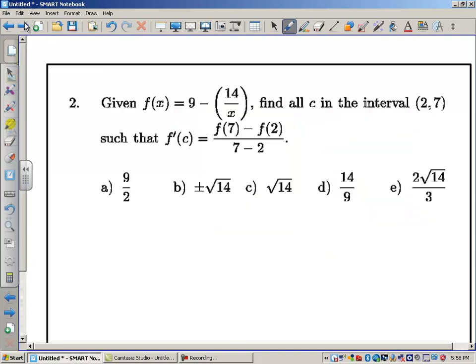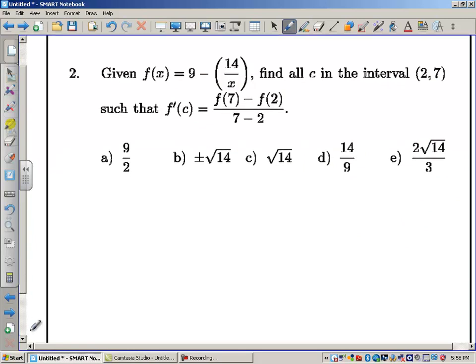All right, let's go take a look at one more example for mean value theorem. And then I've got a question to leave you with. Here it says, given a function, find all c in the interval from 2 to 7 such that f prime of c is equal to, this is a mean value theorem question. Average rate of change equals the derivative. So here we go. This function, is it defined everywhere from 2 to 7? Well, it's undefined at 0, but after that, it's going to be continuous and differentiable.